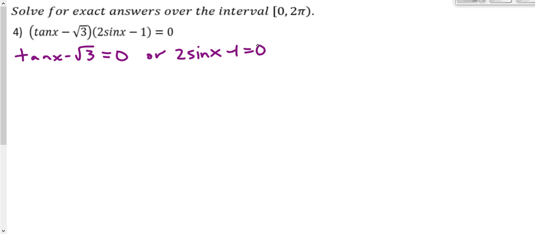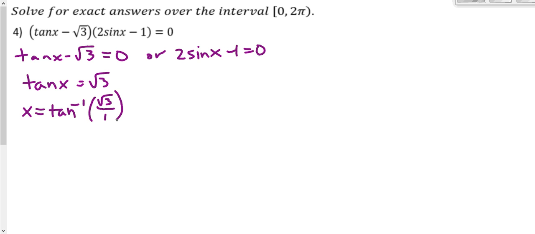So for the first one, we're going to add square root 3 to both sides, and then take the inverse tangent. X equals inverse tangent of square root 3. You can think of it as square root 3 over 1, because that way it'll be easier to picture the opposite and the adjacent. So let's see, let's draw a picture for that.